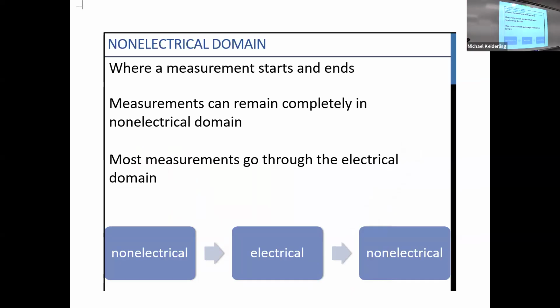So the non-electrical domain is where measurements start and end, because it's not electric. The physical properties are not electrical. Most measurements do go through the numbers or the quantity that you're looking for. That's not electrical. It's just a value. But usually these days we run through the electrical domain because it's just really convenient.